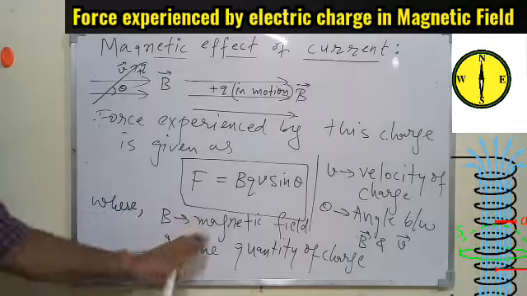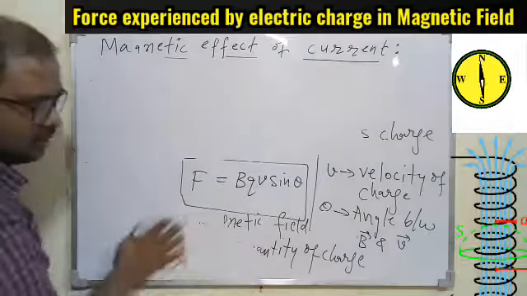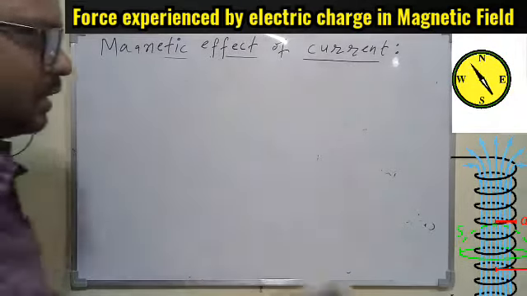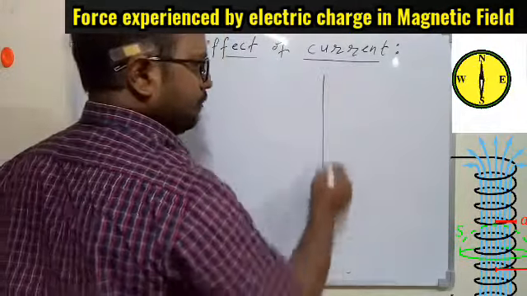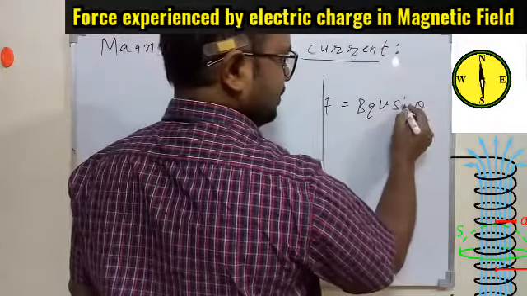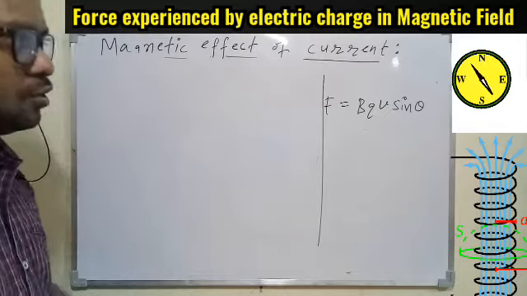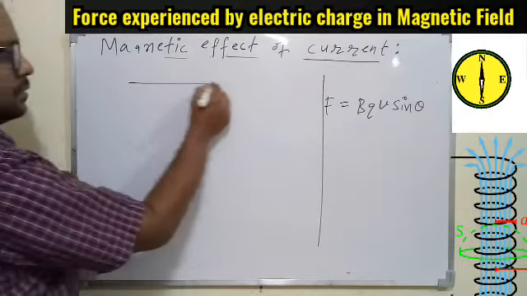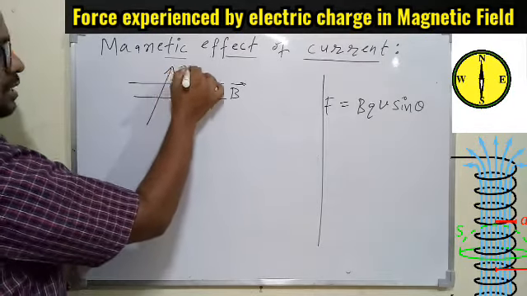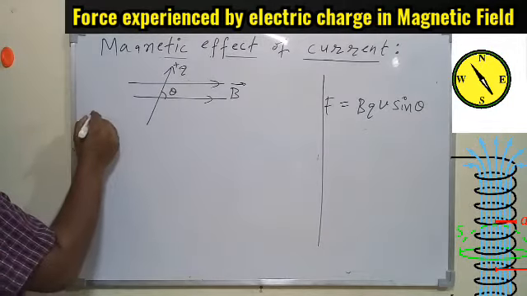Now let's understand the concept based on this formula. I think the formula is understood by you. So finally I am writing on one side, F is equal to BQV sine theta. How this formula came, you will do in class 12, not to worry in class 10. So overall this is the direction of the magnetic field and this is the direction of the charge, let it be plus Q, making the angle theta. Now let's take different cases.